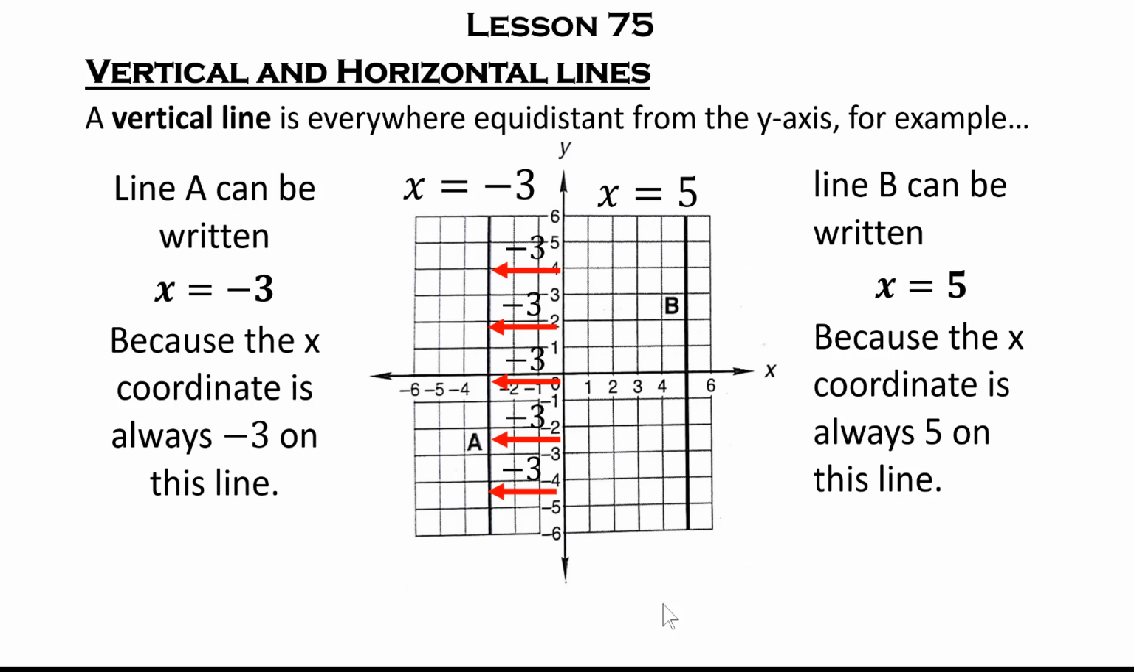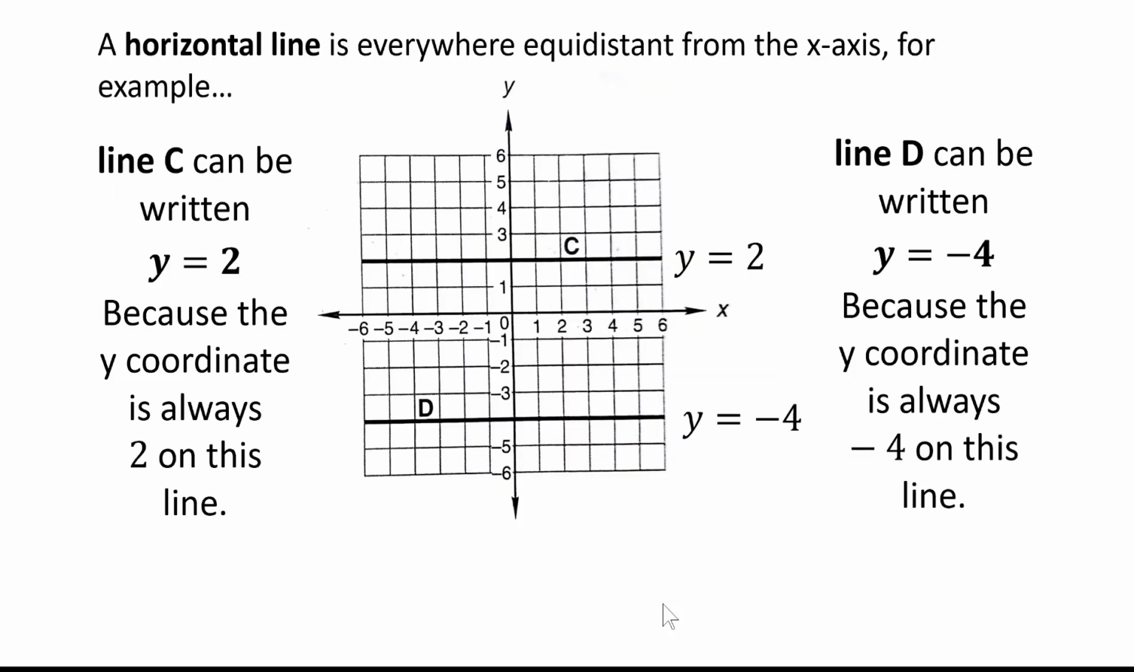Same kind of thing with the other line, line B. It's always 5 away from the y-axis, so the x-coordinate for every point on that line is 5. So the equation of that line is x equals 5. All right, similarly with horizontal lines, those are lines that go left and right. Everywhere it's going to be equidistant from the x-axis.